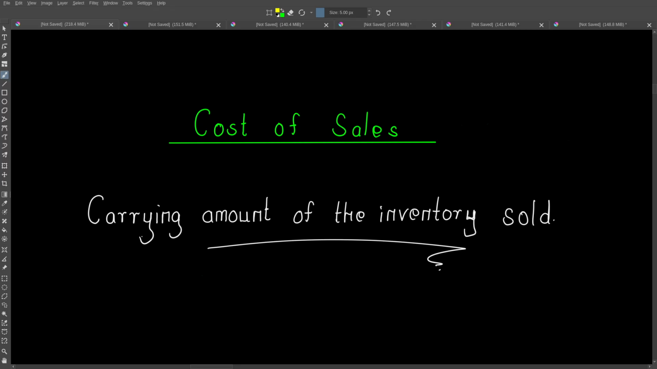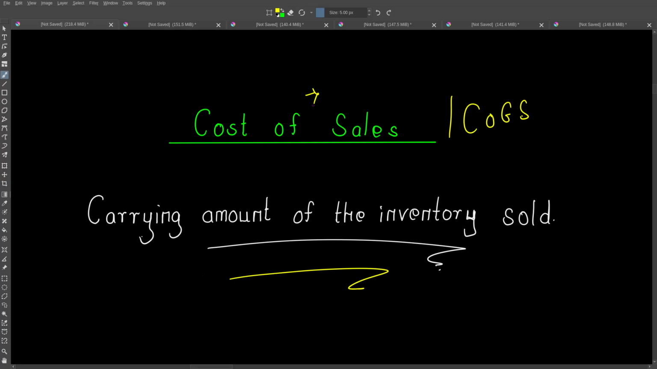Hello, let us get to understand the cost of sales, or what is commonly known as the cost of goods sold. This is the carrying amount of the inventory sold. What do we mean by this? It is the cost of the inventory that we have just sold. The moment we sell, remember, inventory is those goods that you have bought, that you have in the business that you intend to sell.